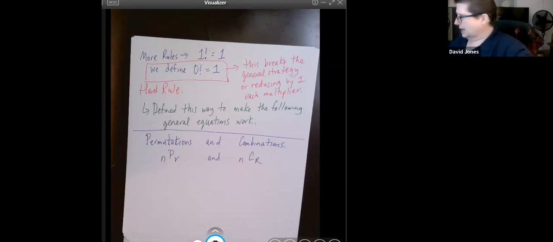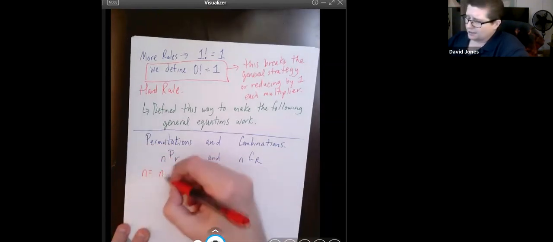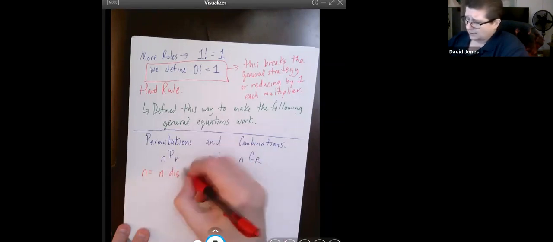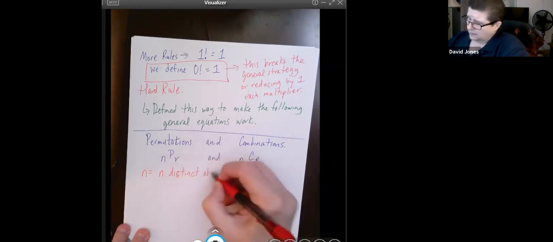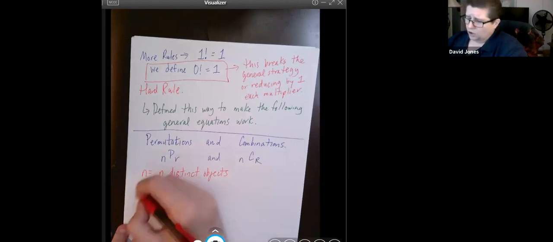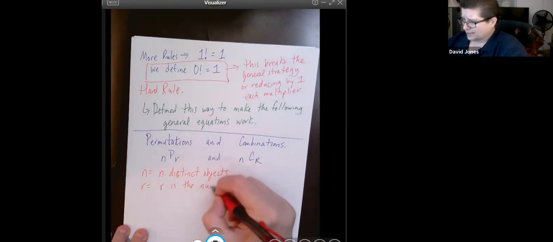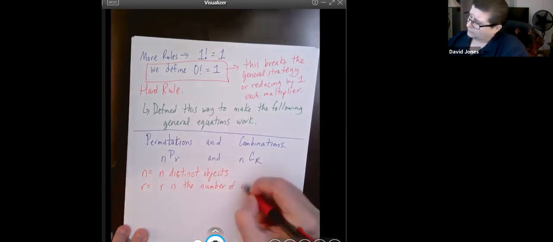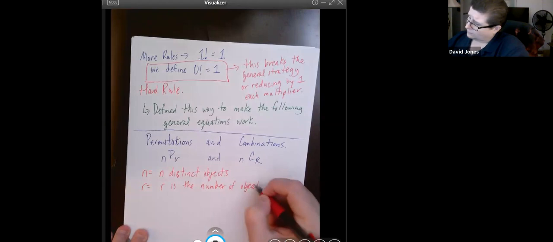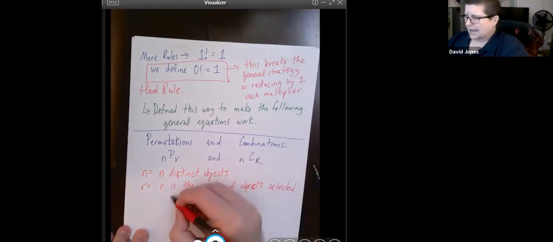So what is N and R here? N represents the number of distinct objects. There's N distinct objects. And R is the number of objects selected out of the N.